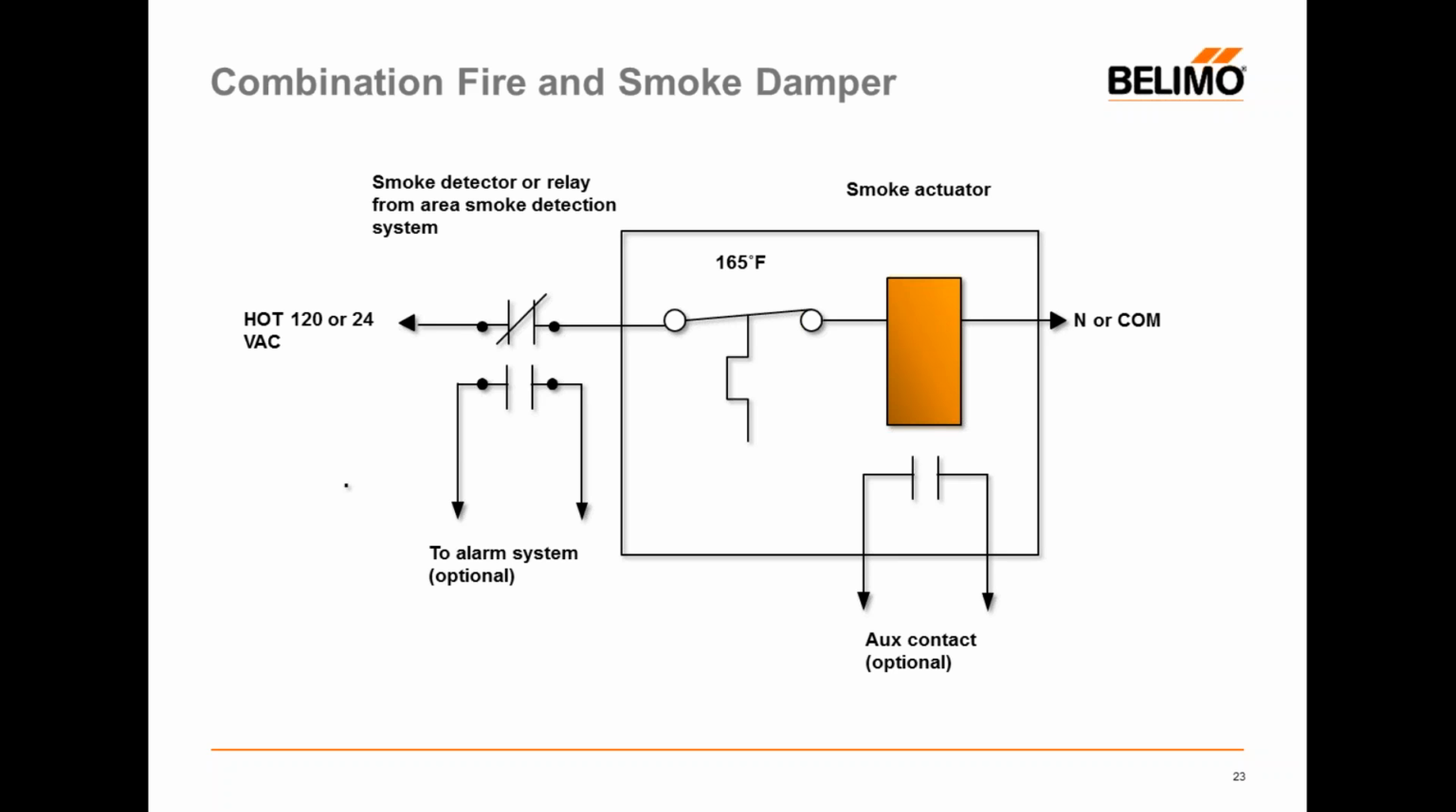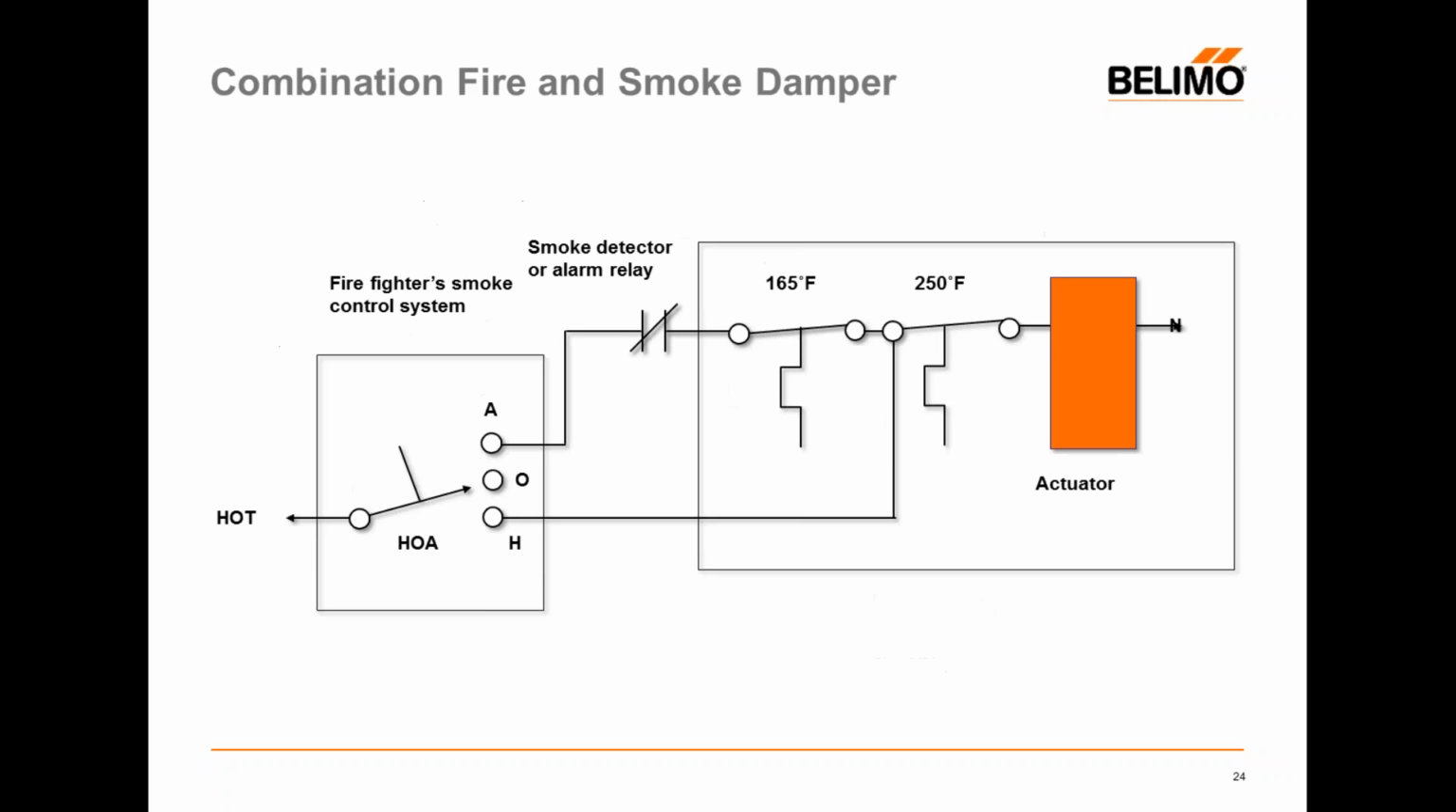There are also potential auxiliary contacts that can either let an alarm system or fireman's override panel know the position of that damper. So you may not see auxiliary contacts in every case, but they are in some cases required for alarming and indication. What we see here is something a little more sophisticated. Now we're looking at a HOA switch from a firefighter smoke control system that is put in place to control a combination fire smoke damper assembly.